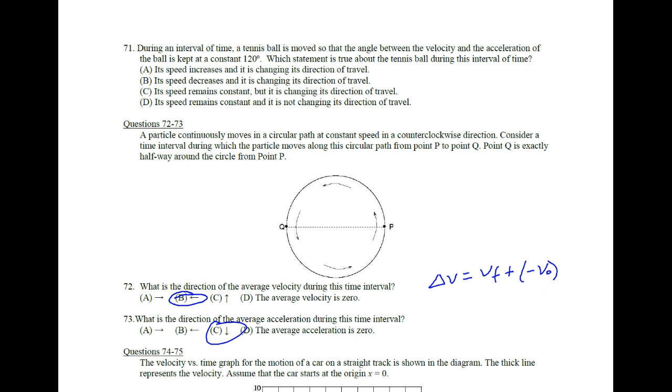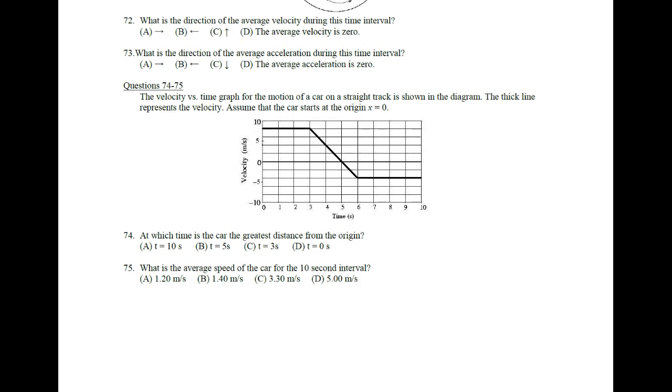Okay, so number 74 and number 75 are the next two. For number 74, they want to know at what time the car is the greatest distance from the origin. We know the car is the greatest distance just before it reverses direction at 5 seconds. So that's why the answer is B. If you think about it, that's the area right here, and that's the biggest distance. It's still moving, same direction, same direction, same direction, and then it stops right here.